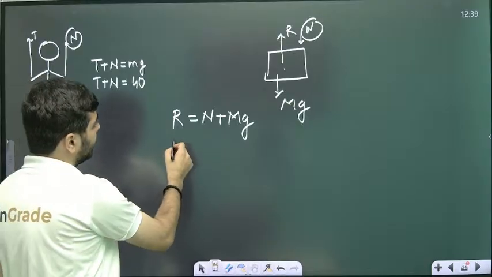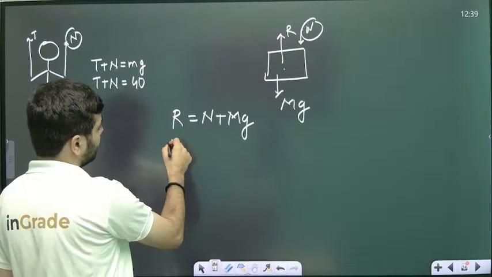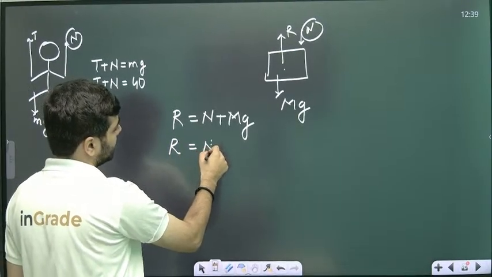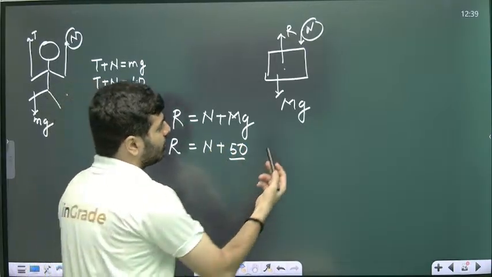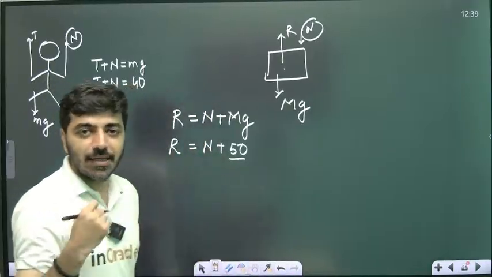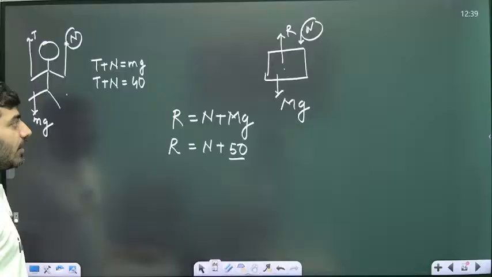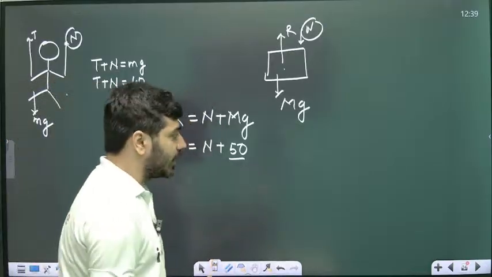Then R will be simply R minus N. Let's solve this. R equals simply N plus 50, because the mass of the wooden block is 5 kg and g is 10 meters per second squared. Now we have to balance the forces in the horizontal component.